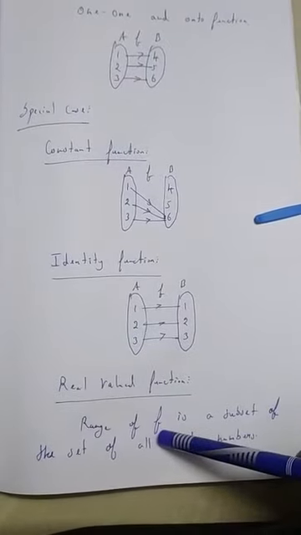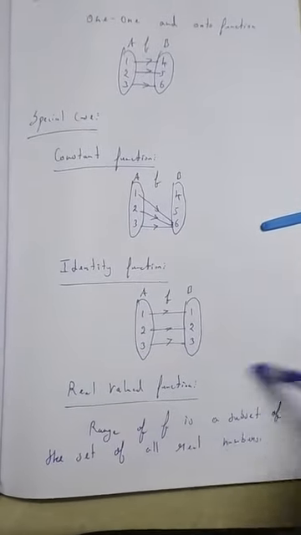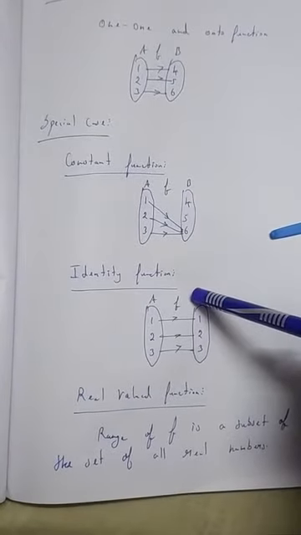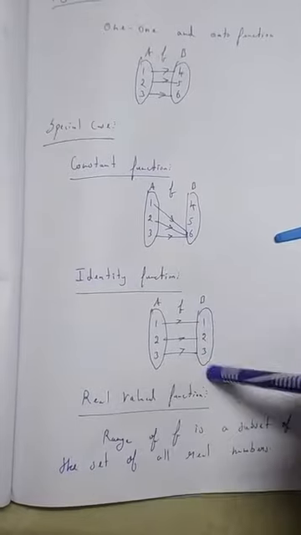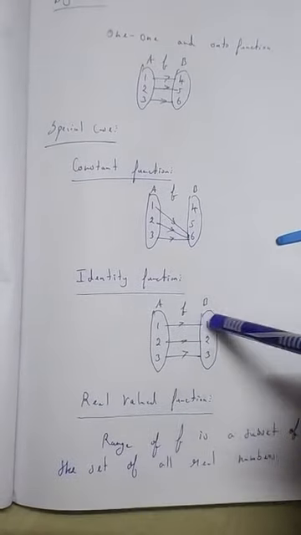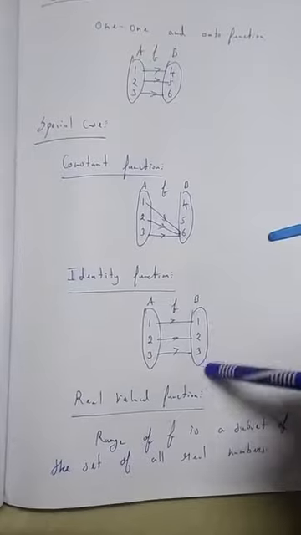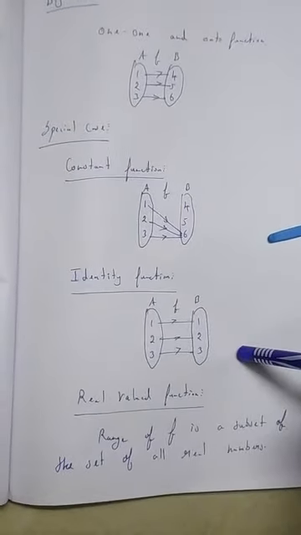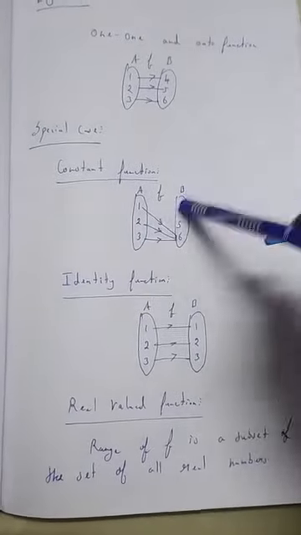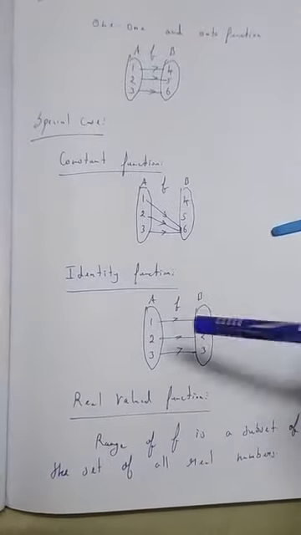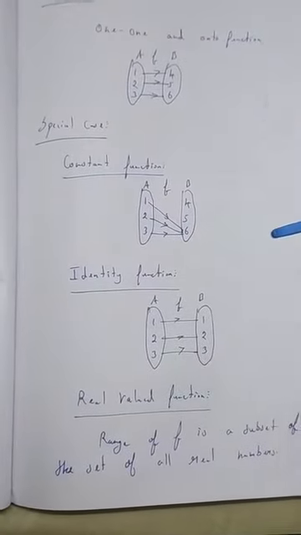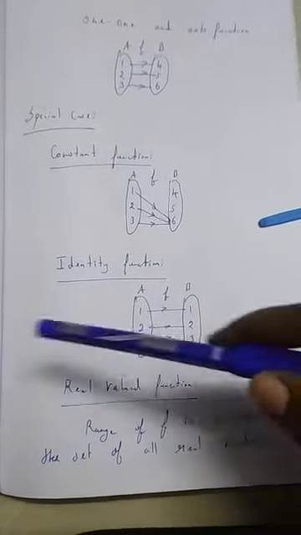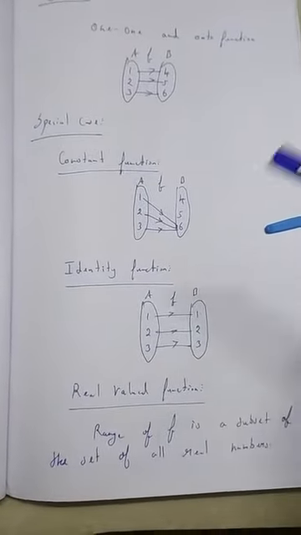And the last one is real valued function. That is nothing but the range of f is a subset of the set of all real numbers. The range is the set of all the elements in the codomain which are connected, and if the range belongs to real numbers, then it is real valued function, right? Yes, 1, 2, 3, 4, 5, 6, all the numbers are real numbers, right? Real numbers consist of all the rational numbers, irrational numbers, fractions, natural numbers, whole numbers, all the numbers. Therefore, most functions are real valued functions.